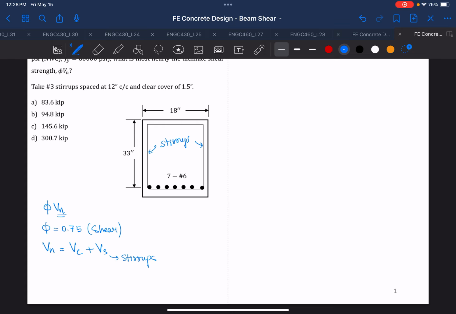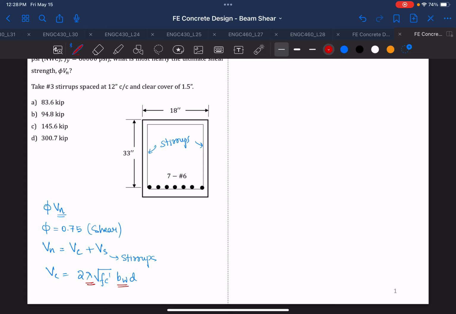Okay, so now Vc is given in your FE manual. The value for finding Vc is 2 lambda square root of f'c bw times d. Okay, and what is lambda? Lambda is your factor for whether you're using normal weight concrete or lightweight concrete.